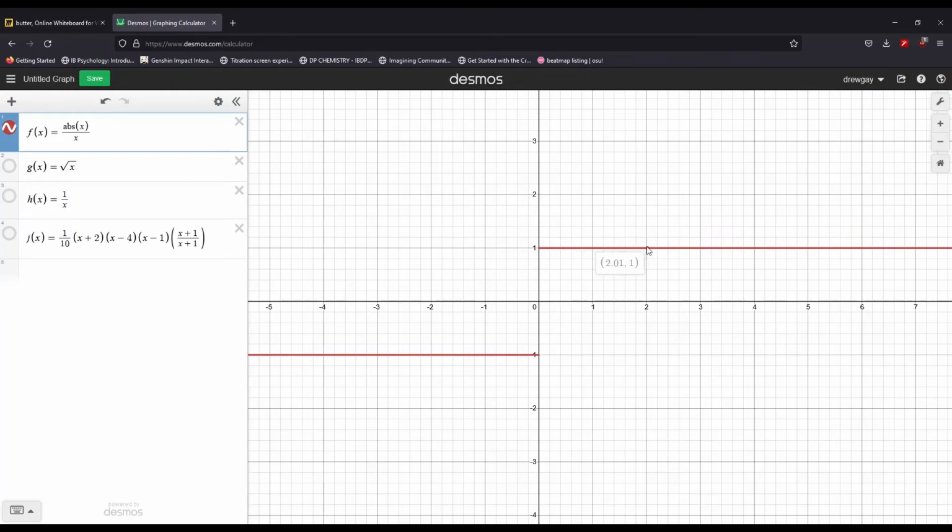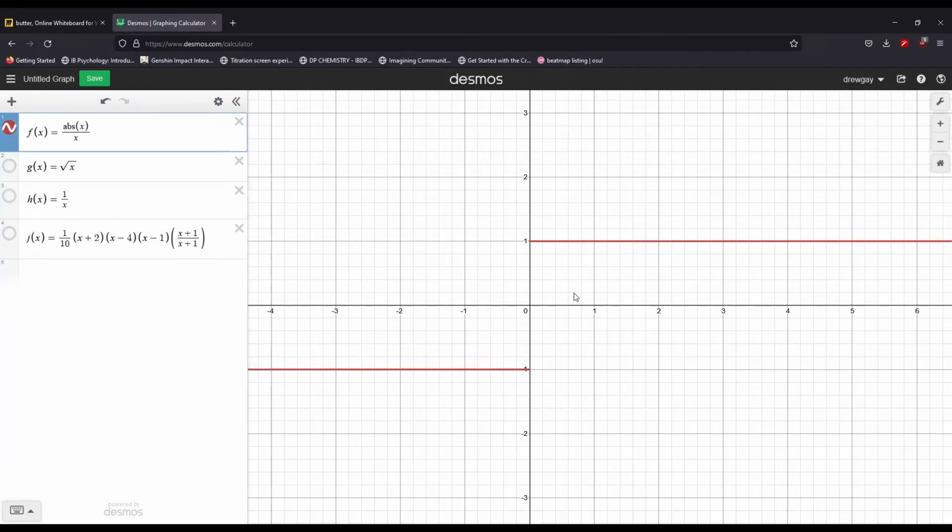Before we learned this definition, we would have just said, okay, there's a jump. It doesn't feel continuous, so it's not continuous. But now we have a definition. We can show why it isn't continuous.